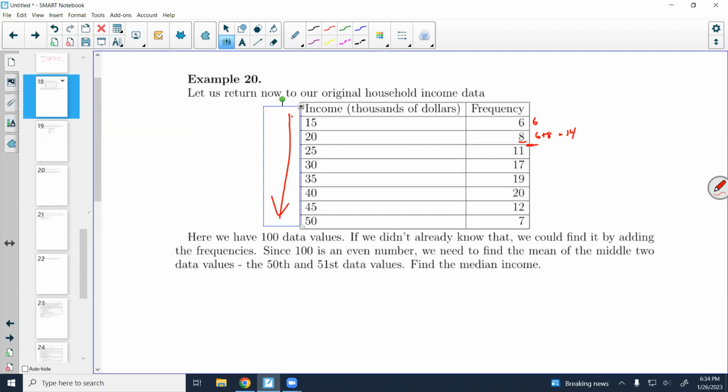That makes sense? Now the next 11 are here. So that's 14 plus 11, which is 25. So to this point, I have 25 data values. Then I have 17. So I have 25 plus 17, which is 42. Now I have my first 42 data points. And here I have 19, 42 plus 19 equals 61. So at this point, I have 61 data points. At this point, I have 42.